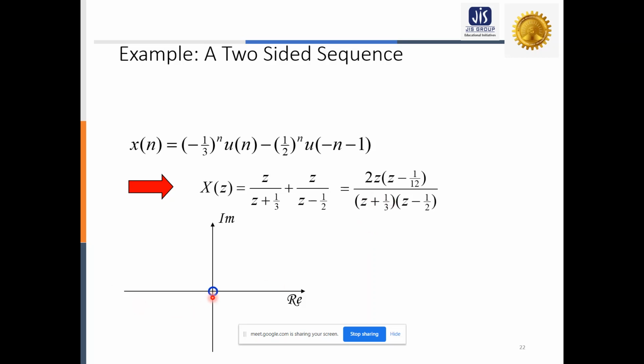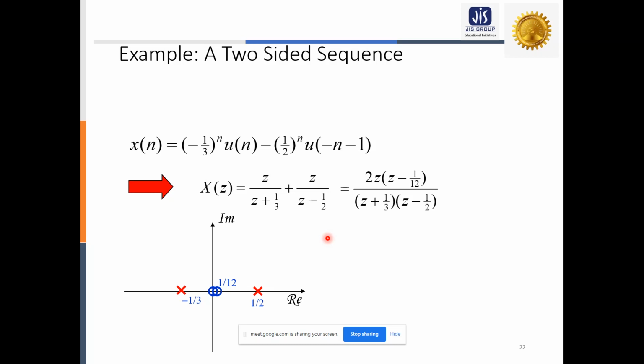So this is the 0, at z is equal to 0. At z is equal to 1 by 12 there will be a 0. At z is equal to minus 1 by 3, this side will be a pole, and z is equal to 1 by 2, this side. And as it is a two-sided sequence, what will be the ROC? For one part the ROC is greater than a, and for the other part less than a. So in both cases, that's why it is an annular ring.